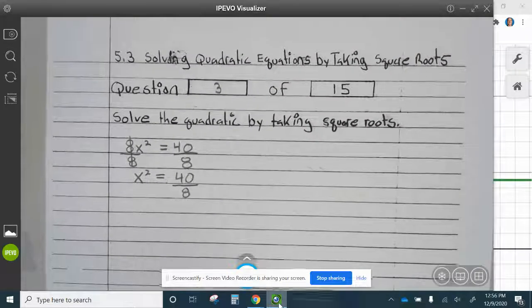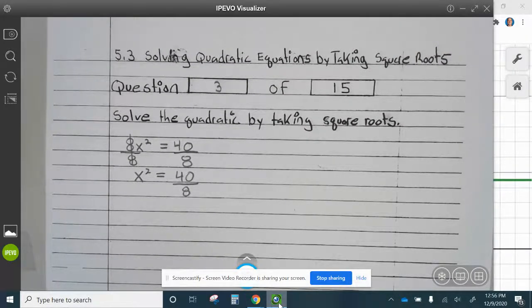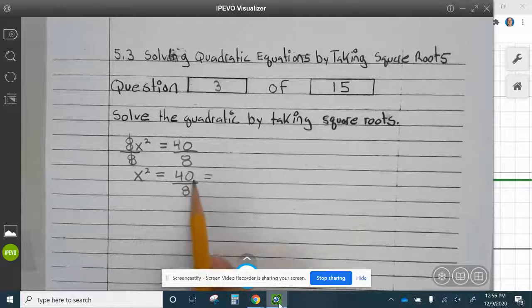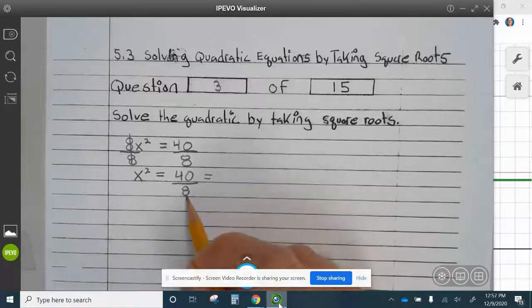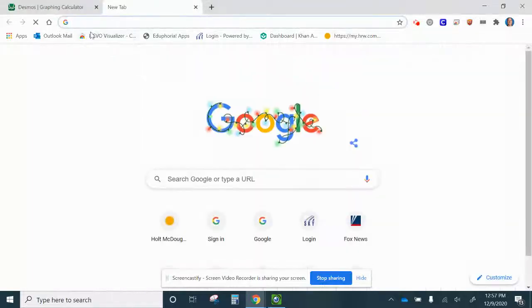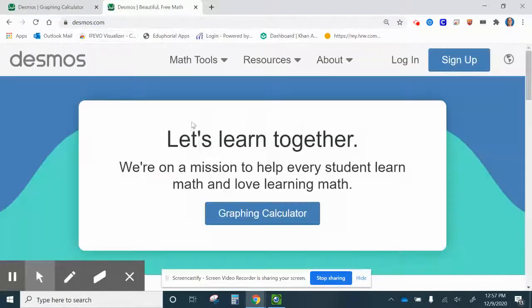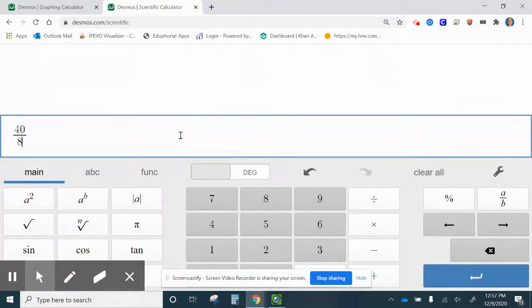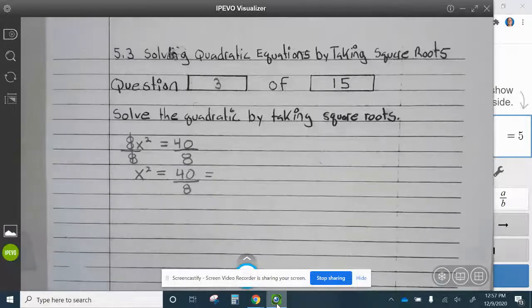Okay. Now, we want to reduce this, probably first. We want to figure out what 40 divided by 8 reduces to be. So we've got to think about what we can divide both of these numbers by. Well, it looks like we can divide both of these by... Actually, you know what? I think 40 divided by 8 reduces, I think it's even easier than that. Let me try. Let's go to the Desmos scientific calculator. 40 divided by 8 is 5. So it's even simpler than I thought.